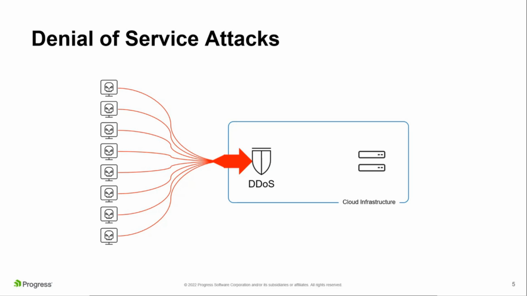Your first line of protection against a denial of service attack is your cloud service provider. All cloud service providers have protections in place to mitigate against large-scale attacks, also known as distributed denial of service attacks, or DDoS. The DDoS protection layer from your cloud service provider will in general work well against attacks that happen at the network layer.